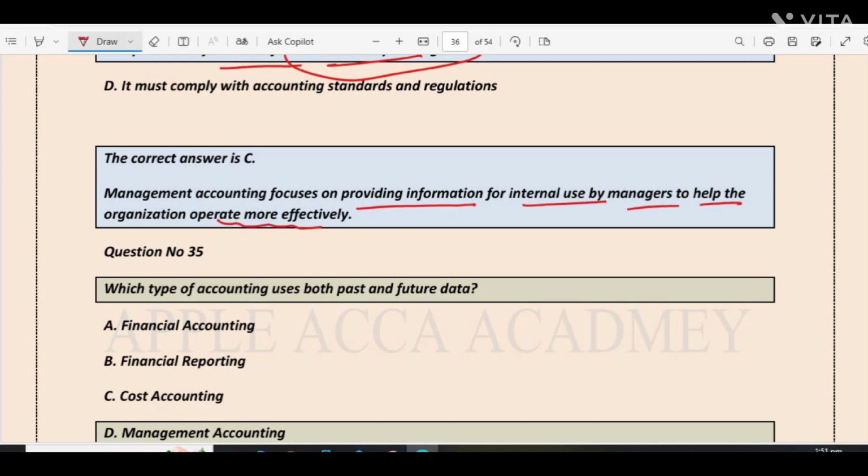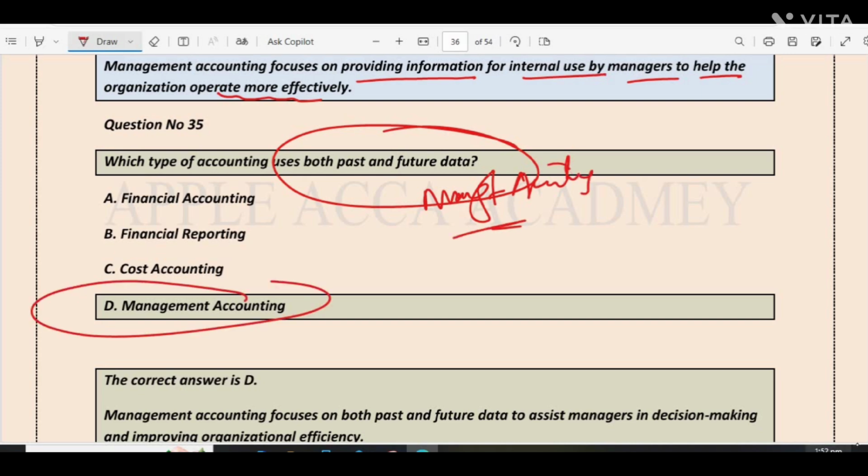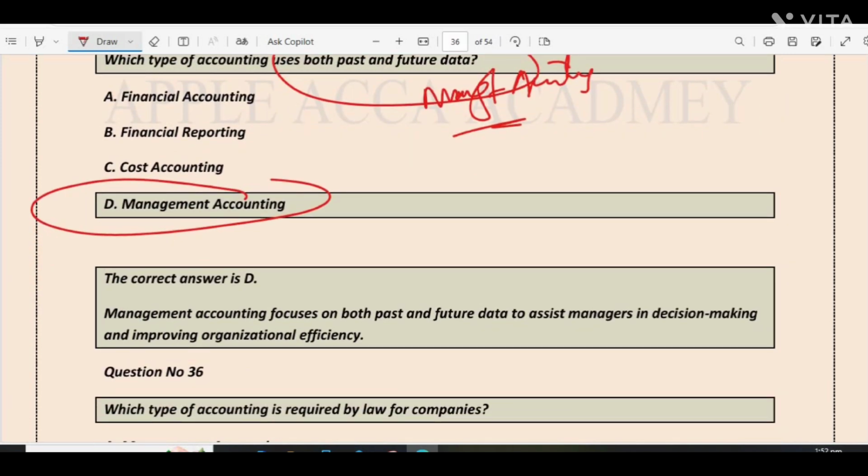35: which type of accounting uses both past and future data? That will be your management accounting, because they are focusing on both past and future data, because there you are doing budgeting, you are doing forecasting. So this is the thing. Okay, now management accounting uses both past and future data for decision making and organizational efficiency.